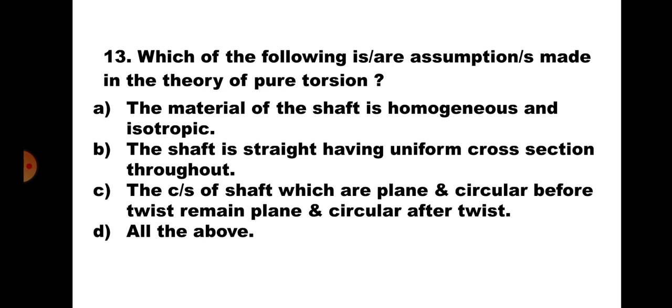Question number 13. Which of the following is or are assumptions made in theory of pure torsion? A. The material of shaft is homogeneous and isotropic. B. The shaft is straight having uniform cross section throughout. C. The cross sections of the shaft which are plane and circular before twist remain plane and circular after twist, and D. all the above. Now here if you see, A, B and C are all assumptions made in theory of pure torsion. Hence the correct answer is D, all the above.